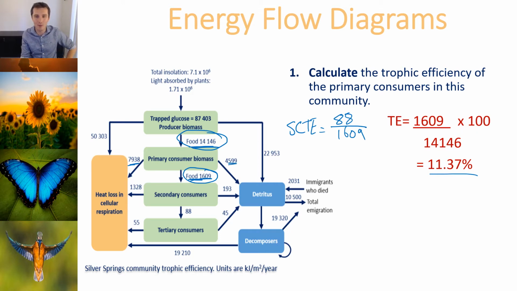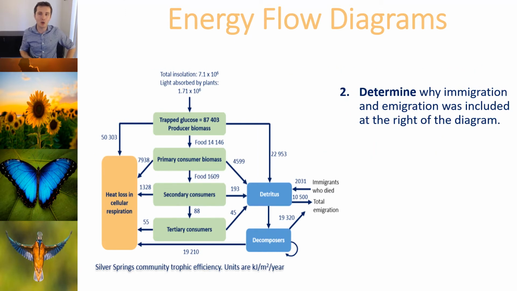So 88 divided by 1,609. If we go to one decimal place, it's going to be about 5.5%. So looking at question 2: determine why immigration and emigration was included at the right of the diagram.